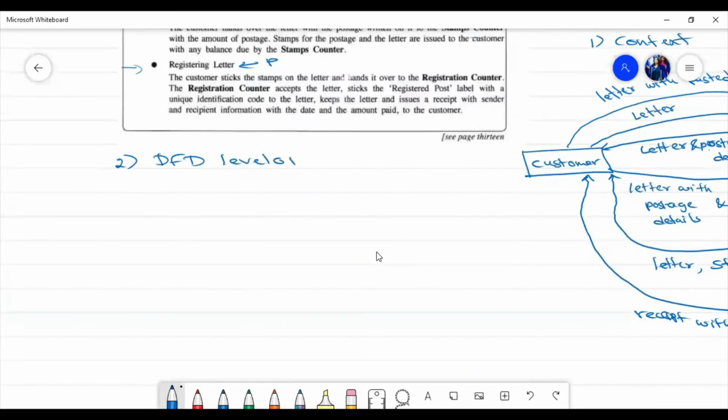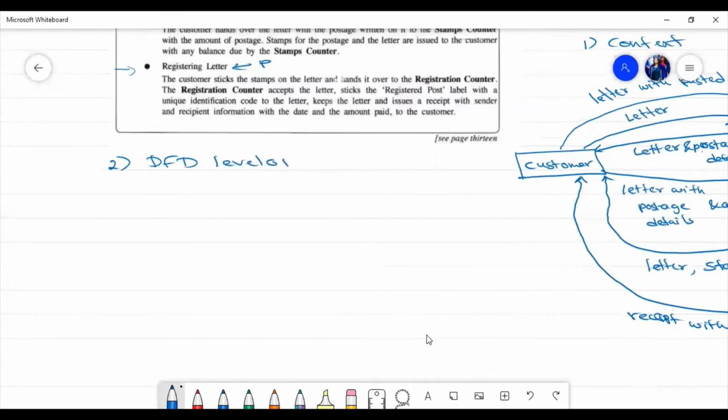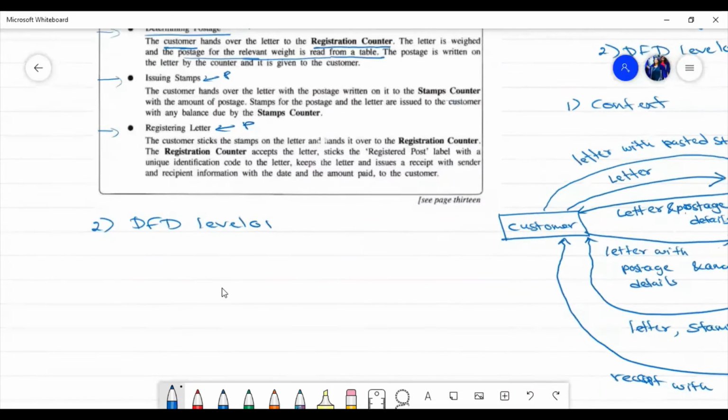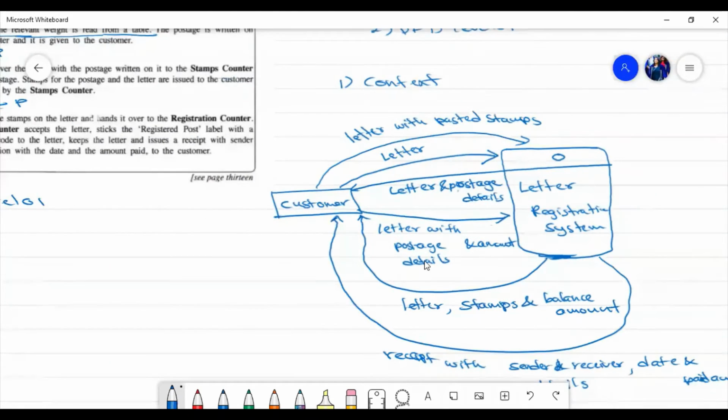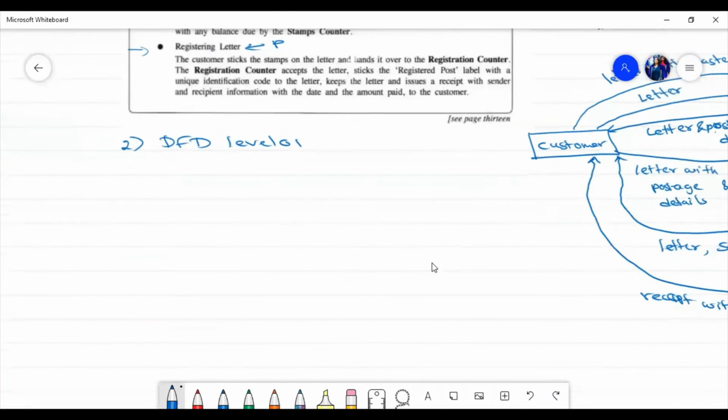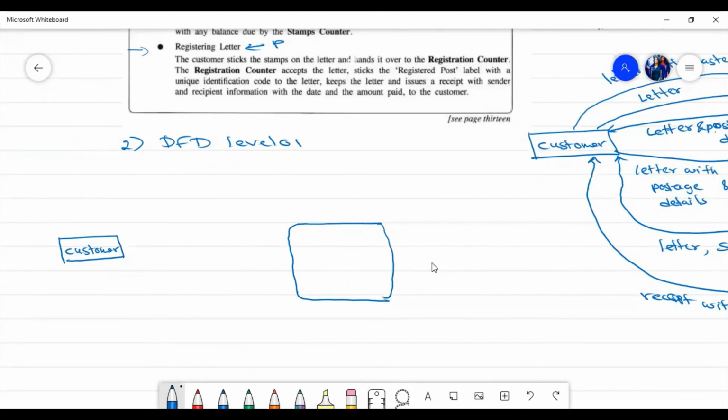So let's try to draw them. Now we have just one external entity, only the customer. So I'm drawing the external entity, that is the customer. And the first process, we need to use the rounded rectangle like this, and we have to divide it. I told you, you can divide it like this.